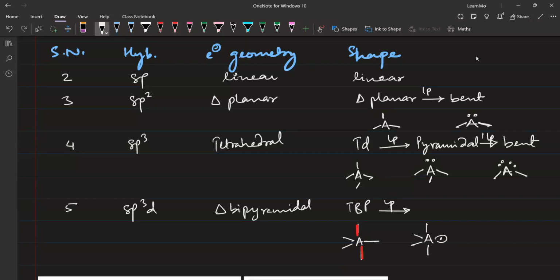and here we have added the lone pair. ठीक है, यहाँ पे lone pair add कर. If you rotate the structure, it will seem like this, which is seesaw.